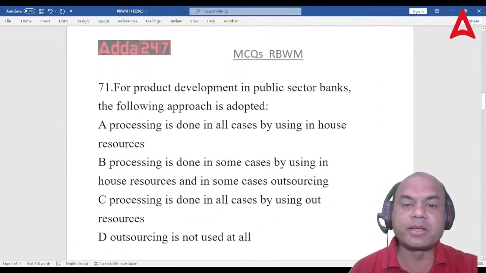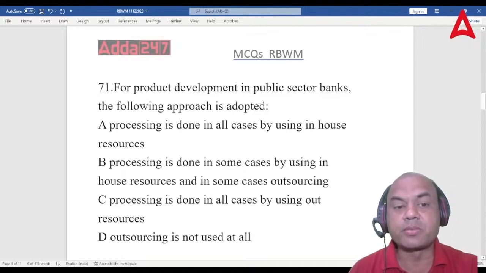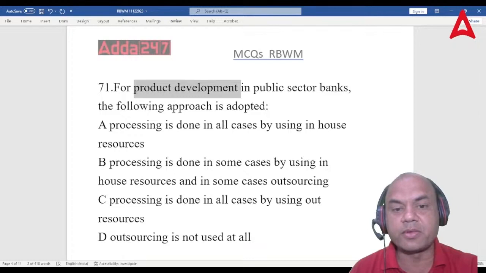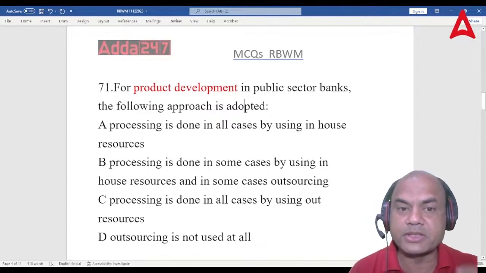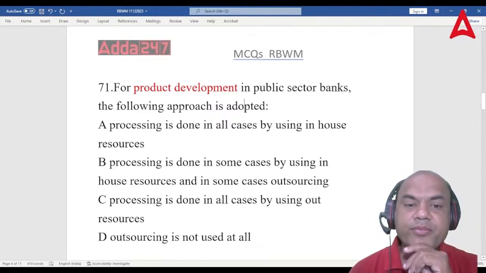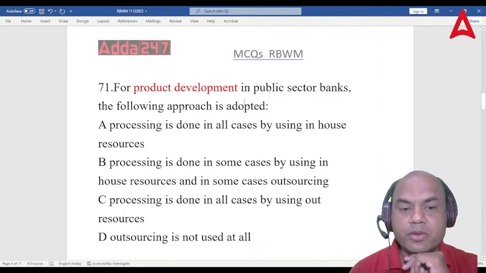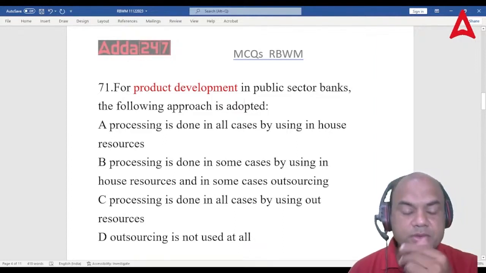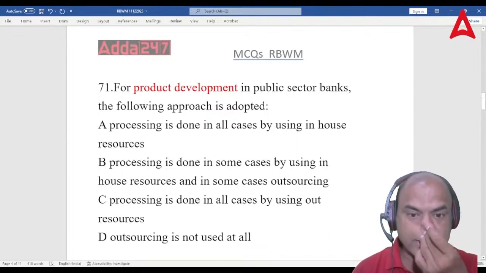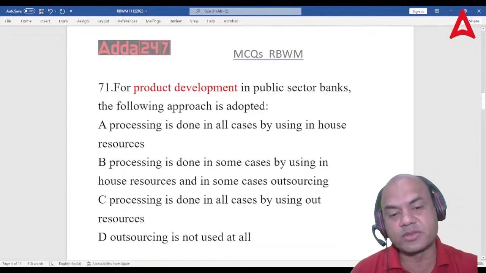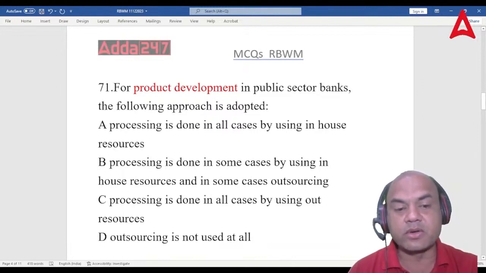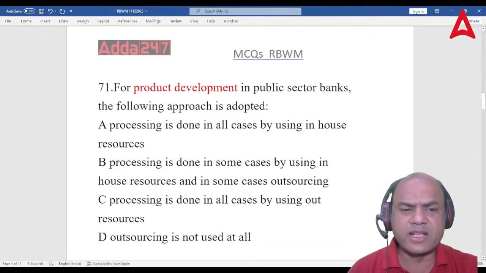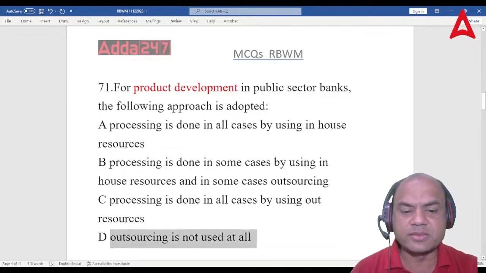For product development in public sector banks, the following approach is adopted. Focus on this word, product development, for developing a new product in PSBs. Now they have specifically asked about PSB, public sector bank. So for PSB, what is the approach to be adopted? A: Processing is done in all cases by using in-house resources. B: Processing is done in some cases by using in-house and some outsource. C: Complete outsource. And D: Outsourcing is not used at all. So A and D are similar answers. We'll change this because A and D seem to be the same.